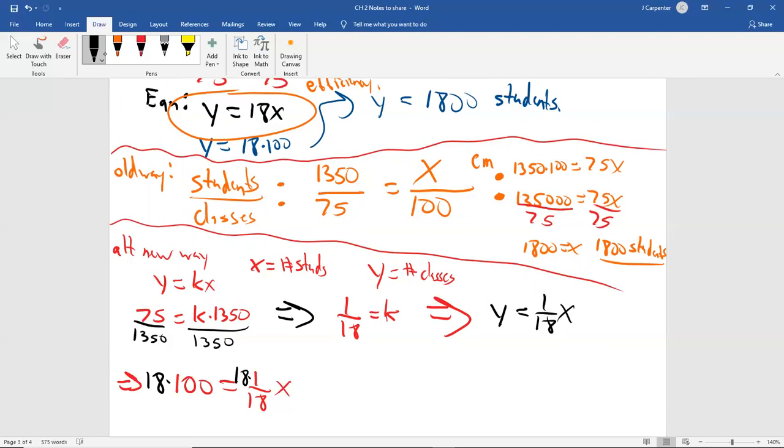We're used to seeing 18 times x, so we divide. Well, if you see a division, you multiply. So those 18's cancel, giving you 1800 equals x, which is the number of students, the same answer. So we just did the same problem 3 different ways, and we got the same answer each time.